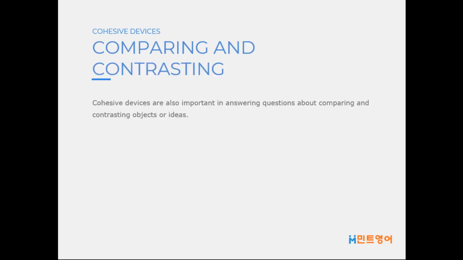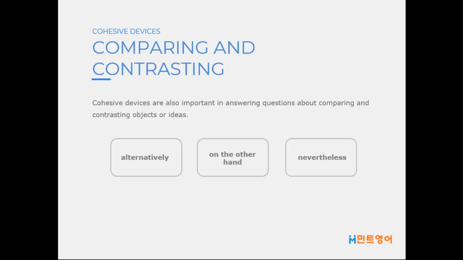Cohesive devices are also important in answering questions about comparing and contrasting objects or ideas. Words such as alternatively, on the other hand, and nevertheless give clarity when changing points.